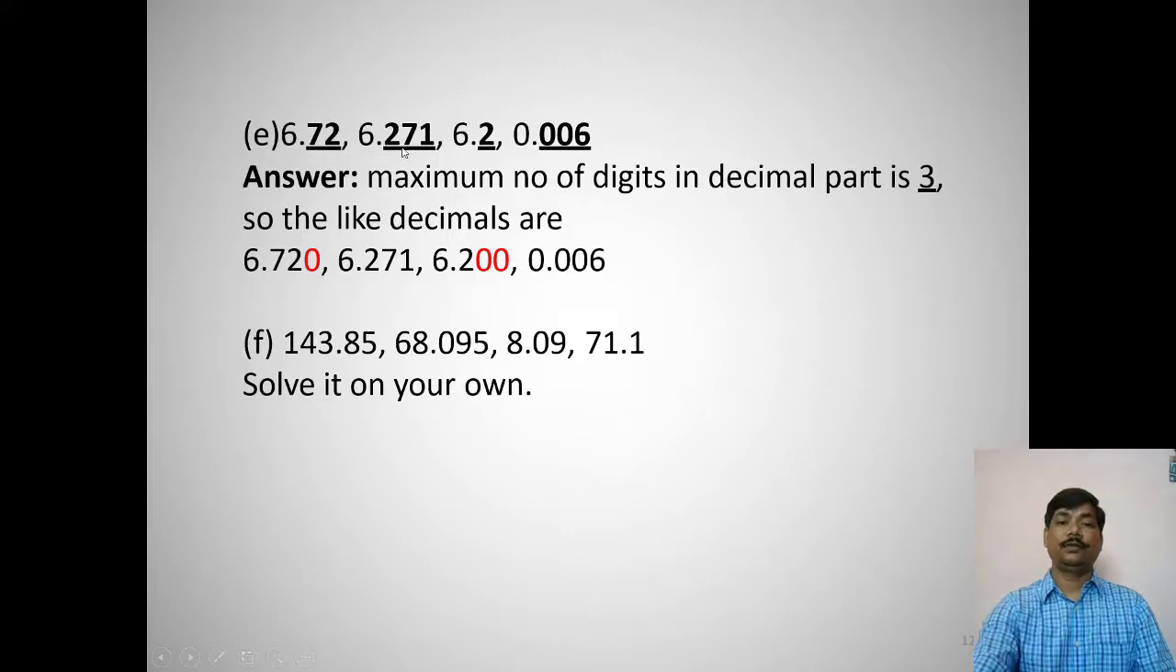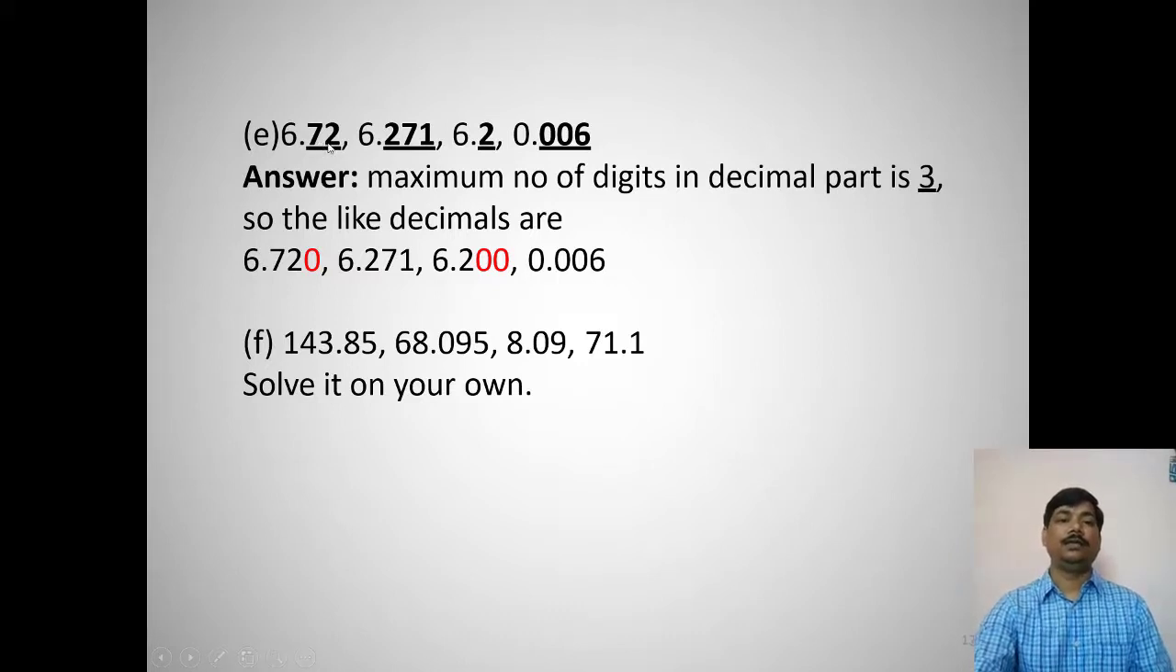These fractions written: 6.72, 6.271, 6.2 and 0.006. So first we see the maximum number of digits in the decimal part. So how many maximum digits? 3 digits. So you have to make maximum 3 digits in the decimal part of each decimal number.